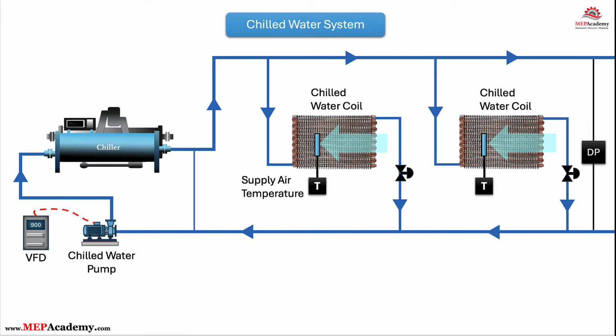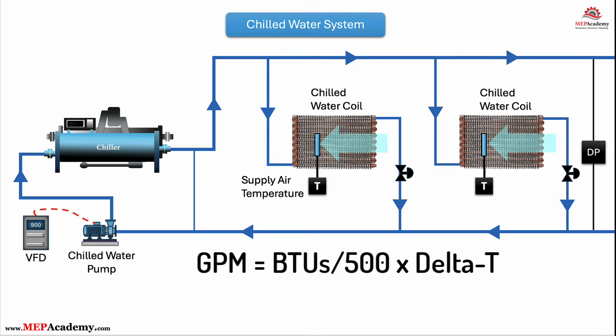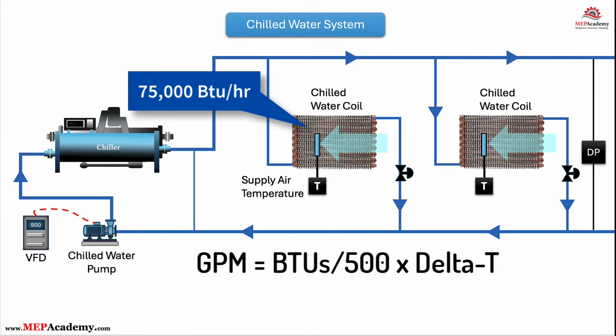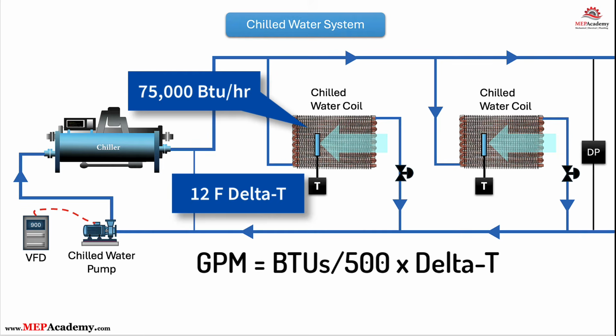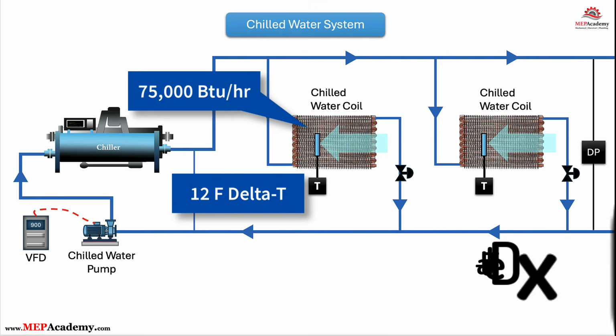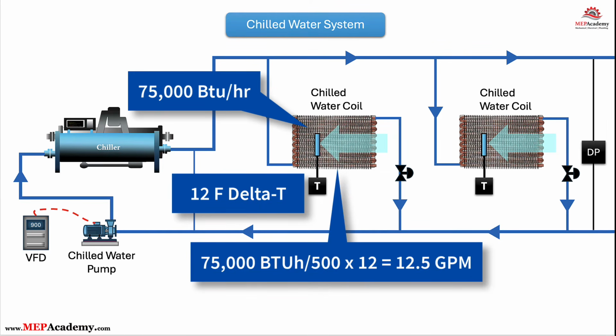Required GPM for cooling. A conference room needs 75,000 BTUs per hour of cooling. Chilled water delta T equals 12 degrees Fahrenheit. GPM equals 75,000 divided by 500 times 12 equals 12.5 GPM. So you need 12.5 GPM of chilled water flow.